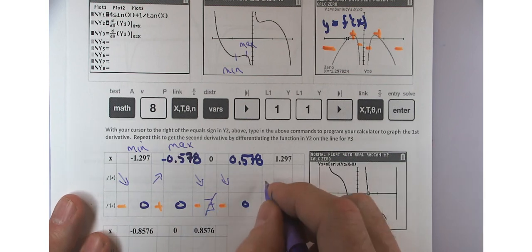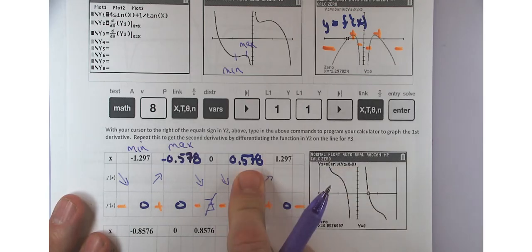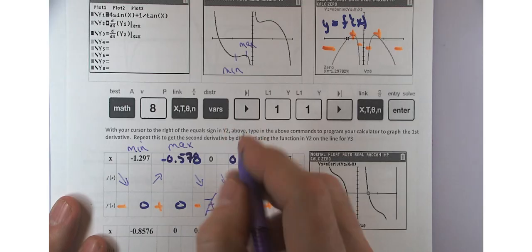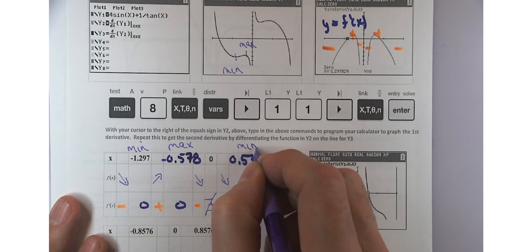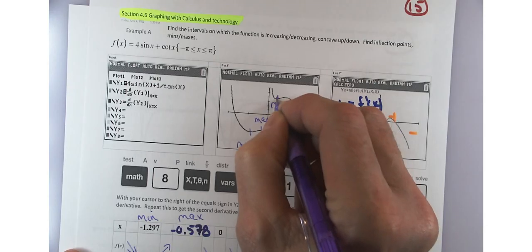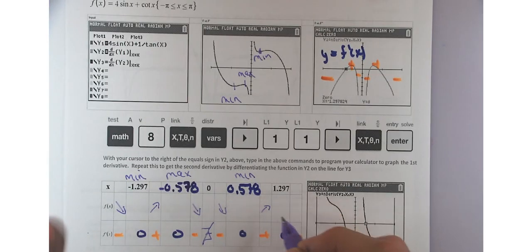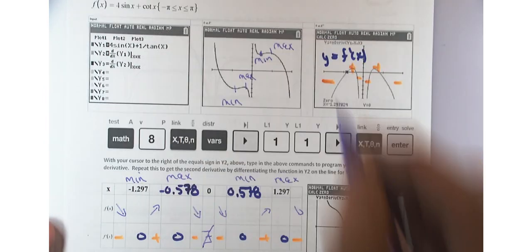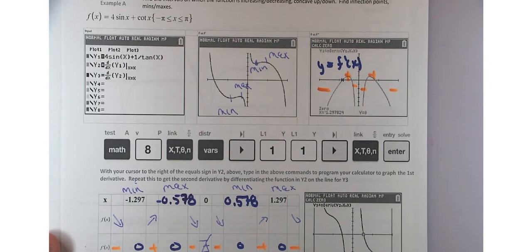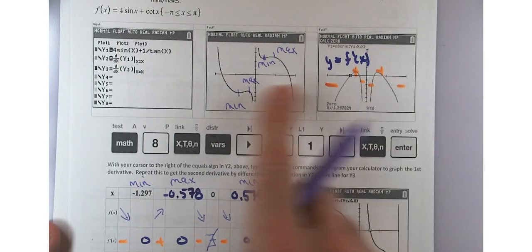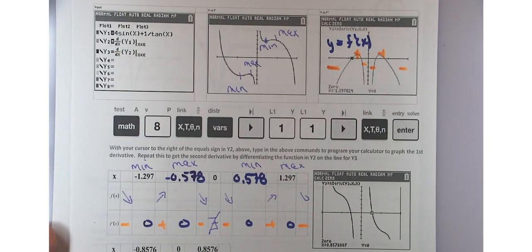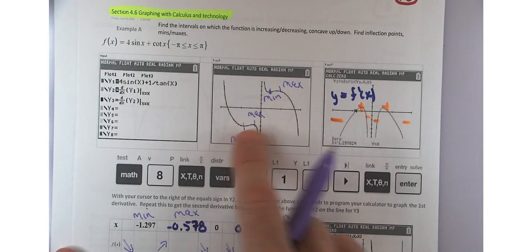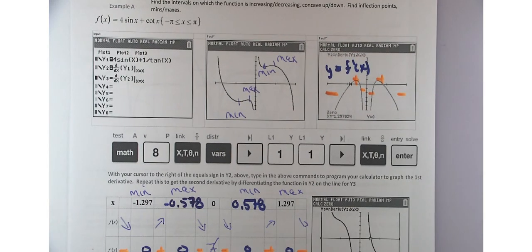But then the function starts increasing, so this point over here is a minimum point, right? Decreasing, then increasing. Minimum point. And the last one, increasing to decreasing, that's going to be a maximum point. So you're going to get a lot of information just by looking at the graph of the derivative versus the graph. You can actually calculate exactly where these points are based on the graph of the first derivative.